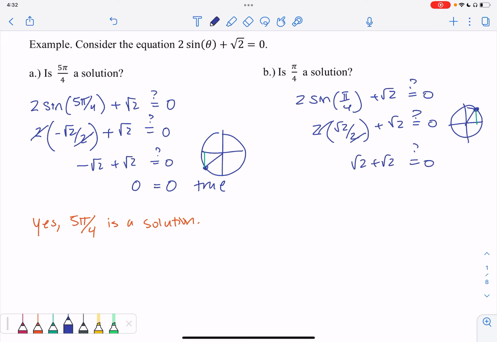I'm keeping the question mark there, even though I can see this isn't going to work. 2 root 2 equals 0. And then I'm ready to state that this is false. So make sure that you write that it's false. And then we're ready to answer: no, pi over 4 is not a solution.